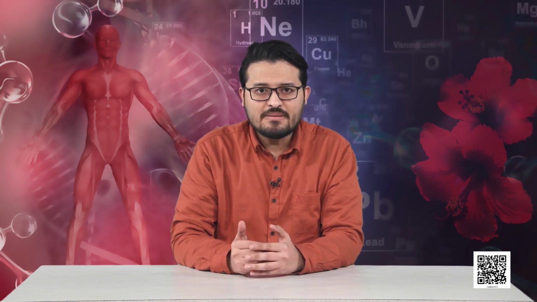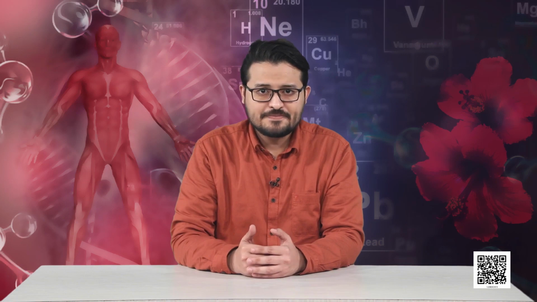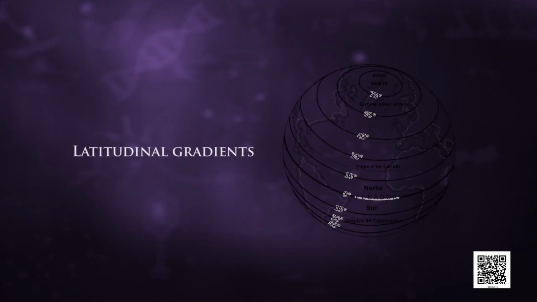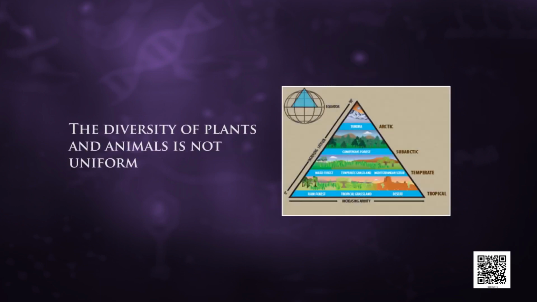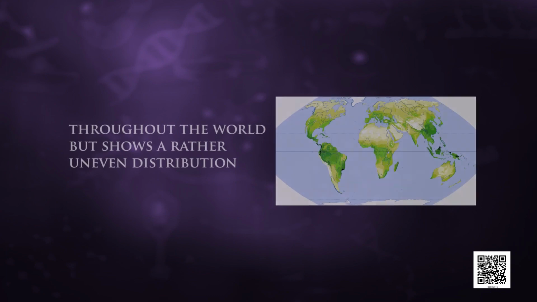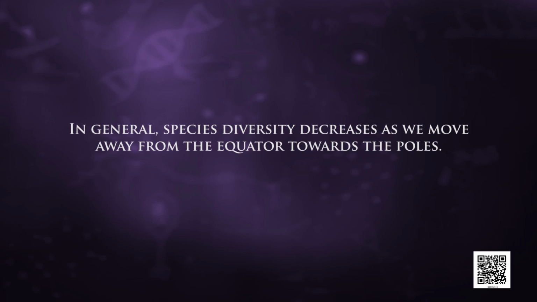So let's begin with understanding how biodiversity is distributed on our planet, or the patterns of biodiversity. The first pattern is the latitudinal gradient. The diversity of plants and animals is not uniform throughout the world, but shows a rather uneven distribution. For many groups of animals or plants, there are interesting patterns in diversity, the most well-known being the latitudinal gradient in diversity. In general, species diversity decreases as we move away from the equator towards the pole. Tropics, latitudinal range 23.5 degrees north to 23.5 degrees south, harbors more species than temperate or polar areas.